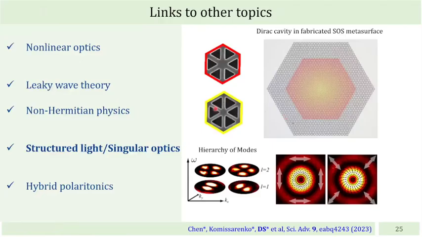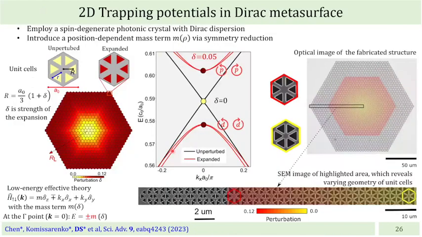In addition to waveguiding, we can use inhomogeneous patterning in the plane to create Dirac cavities in metasurfaces for structured light and singular optics applications, such as generation of singular beams. One way to do this is to apply non-uniform patterning to emulate a spin-dependent mass term in the Dirac equation, and in this way create a trapping potential for light. So we can increase the degree of expansion introduced to the unit cell, moving from the center of the cavity layer by layer.